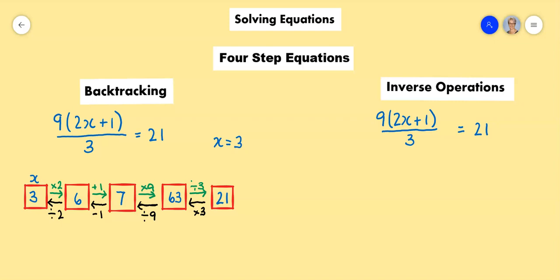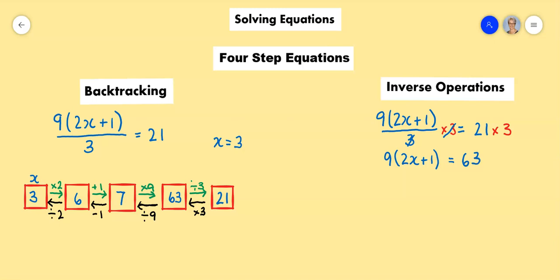Let's now solve the equation using inverse operations. Now, if we look at our flowchart and our backtracking, we can see that the first thing that we had to do to undo the equation was to multiply by 3. So we're going to do that to both sides. Now, divided by 3 and times 3 will cancel out. So now we have 2x plus 1 is equal to 21 times 3, which is 63.